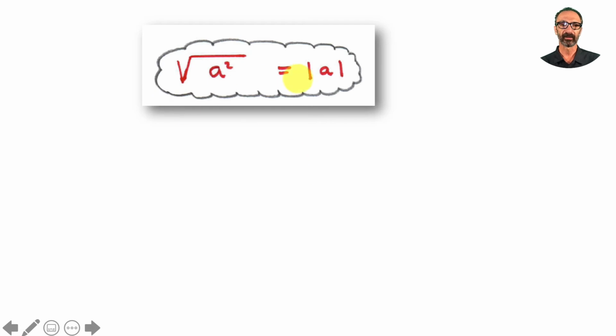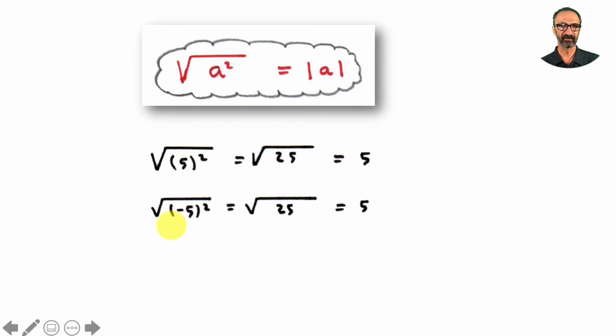This is what I said earlier, and I have to make it clear enough. That's why I'm doing it this way, kind of like standing out or highlighted. Square root of 5 to the second is square root of 25, which everybody agrees is 5. Square root of negative 5 to the second is actually square root of 25. Working from inside out, the negative 5 being squared is also 25, so both will give you 5.